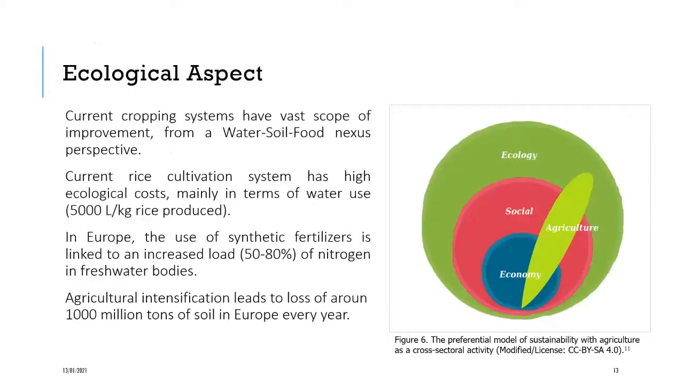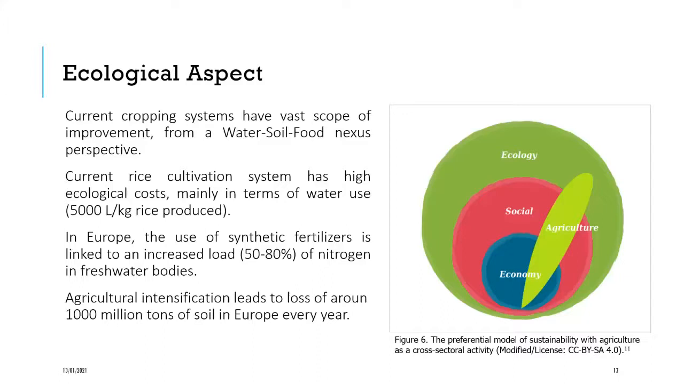So we talked about agriculture being at the crossroads, spanning all three sectors of sustainability: the ecological aspect, the social aspect, and the economic aspect of sustainability. So let's have a brief look at that. Where does agriculture stand in this?